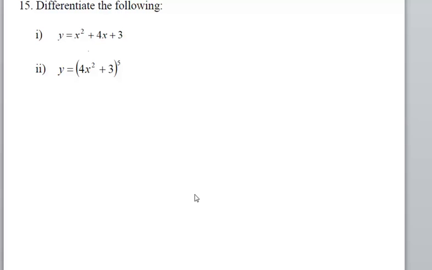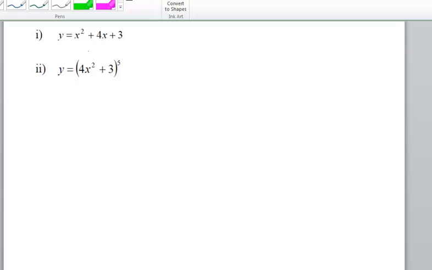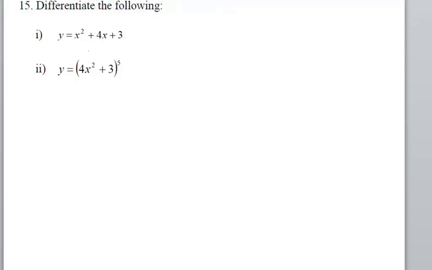So question 15, we're wanting to differentiate. If we look at our first equation here, y is equal to x squared plus 4x plus 3. So here we differentiate dy on dx. We bring our 2 down, 2x, 2 minus 1, so it just becomes 2x, plus 4, and our x disappears there.